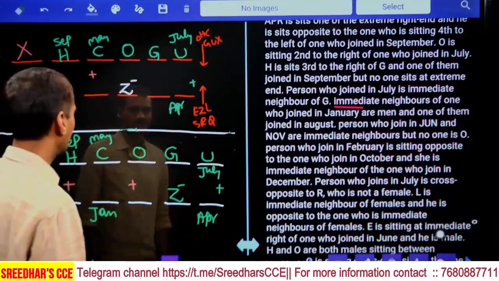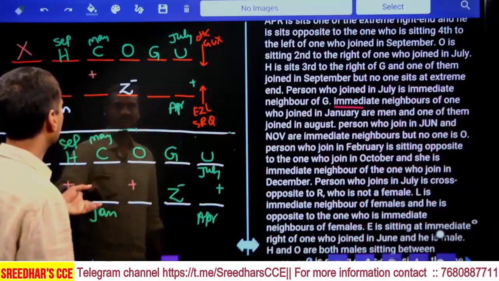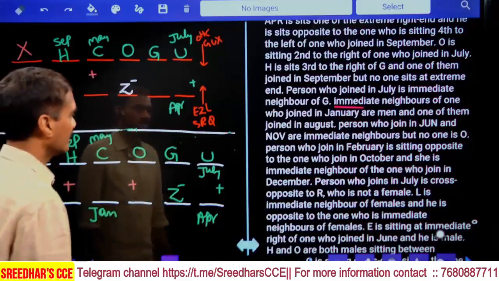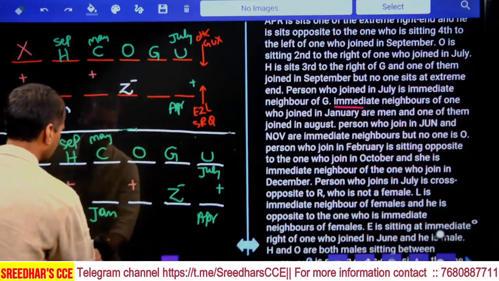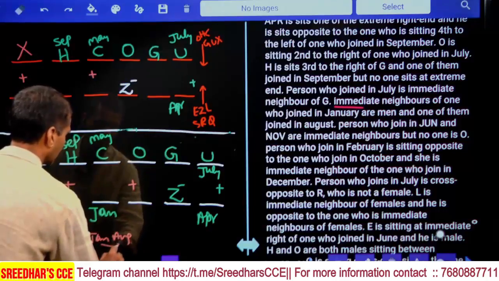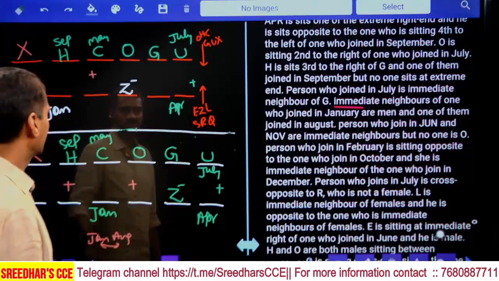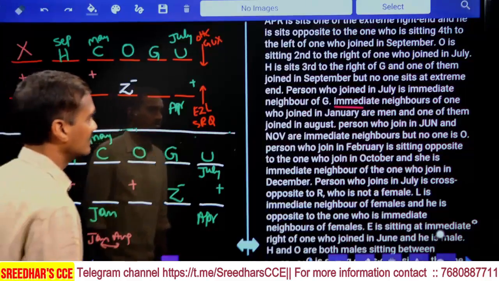And one of them joined in August. So Jan and August must be adjacent. August can be here or here. Two different possibilities. That means Jan and August are adjacent to each other, in any order. Order is not specified. The immediate neighbors of the one who joined in Jan are men, and one of them joined in August.